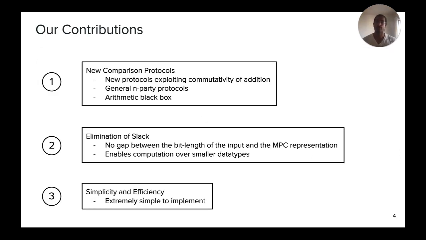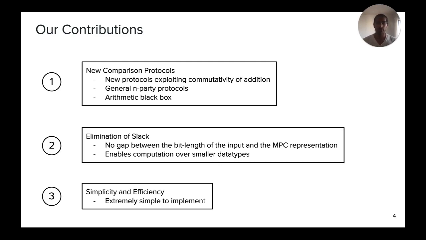Our first contribution is we propose a new suite of comparison protocols which exploit the commutativity of addition. These are general n-party protocols, so they can be used in a 2-party, 3-party, n-party setting. And they are also secure in the arithmetic black box model. So we can actually enable these protocols in semi-honest, honest majority, passive corruptions, malicious corruptions, all kinds of corruption models. Eleftheria will talk a bit more about these in the next part of this talk.